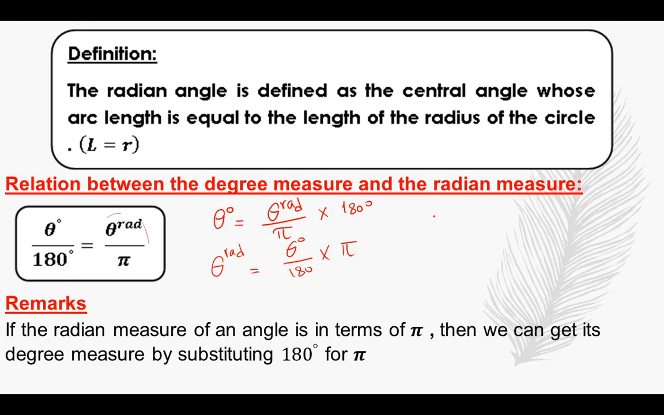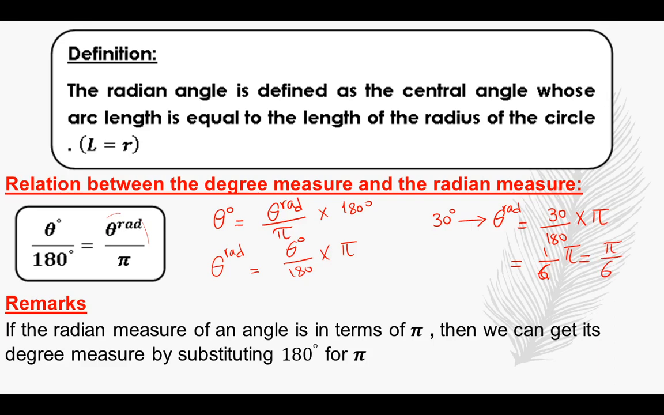If you have an angle of measure 30 degrees and you want to convert it from degree measure to radian measure, you will use the rule: theta radian equals 30 over 180 multiplied by pi. By simplifying, 30 over 180 is 1 over 6 pi, and you can write it as pi over 6.